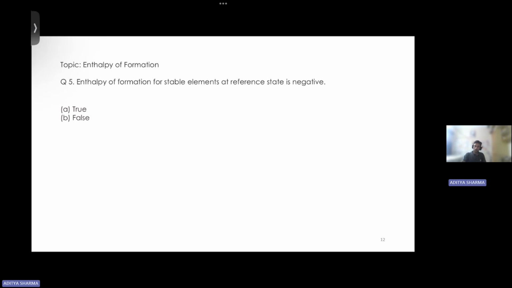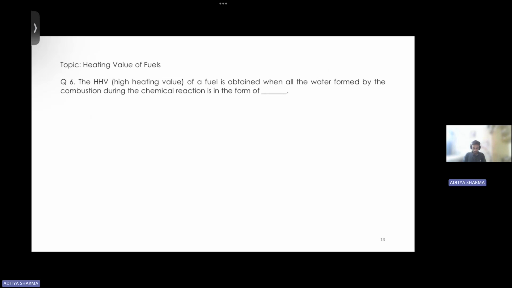So the answer to this question is false. And why so? Because for your stable elements at reference state, this is basically zero. Okay. So if your statement says that it is negative, it's a wrong statement. So then moving on to question number 6, which is on heating value of fuels.